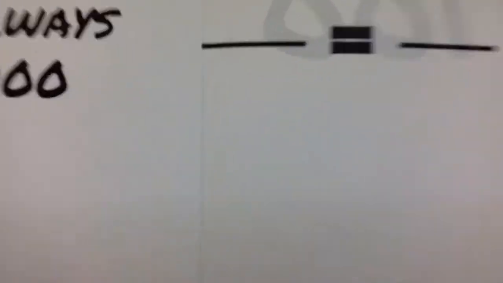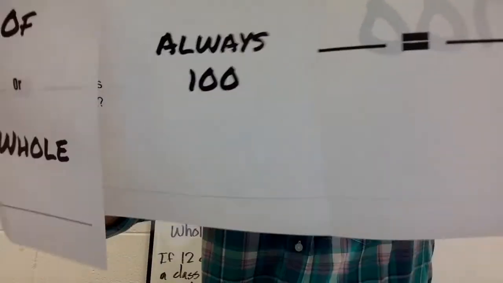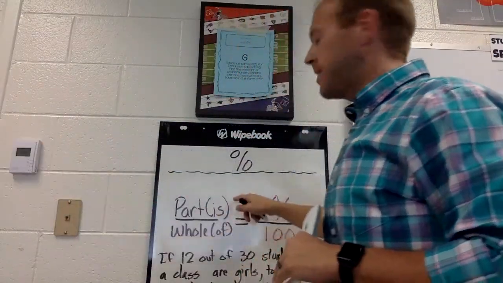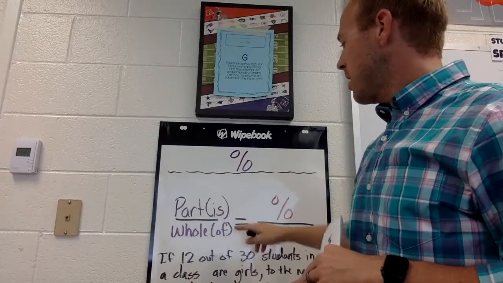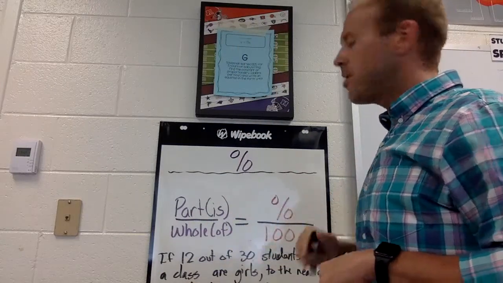All right, the last part, right here where it says 100. They're never going to ask you to find that because it's always 100. See that right there? Always 100. All right, they're never going to ask you to find that. So what they're going to ask you for is they're going to ask you to find the part. They're going to ask you to find the whole. And then they're going to ask you to find the percent.